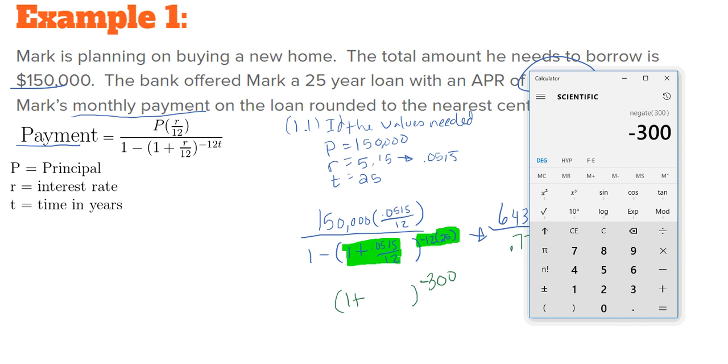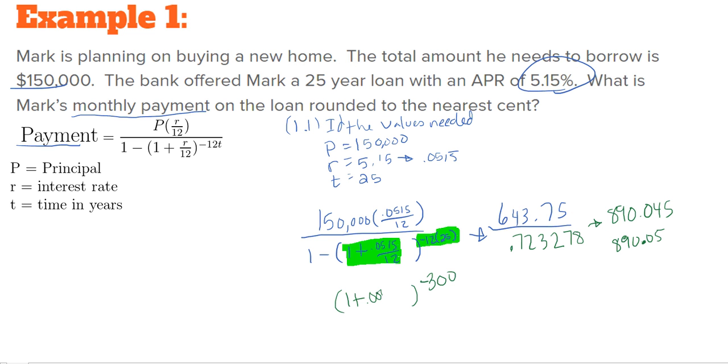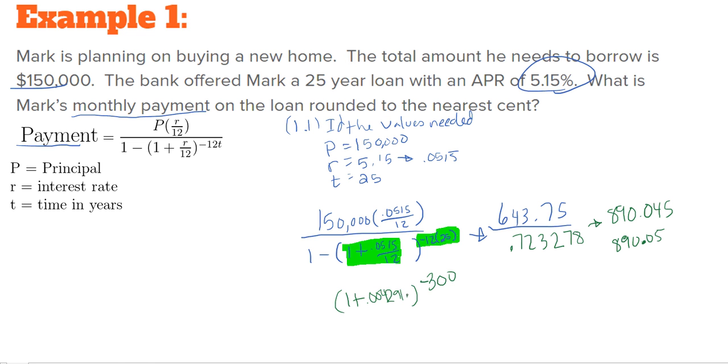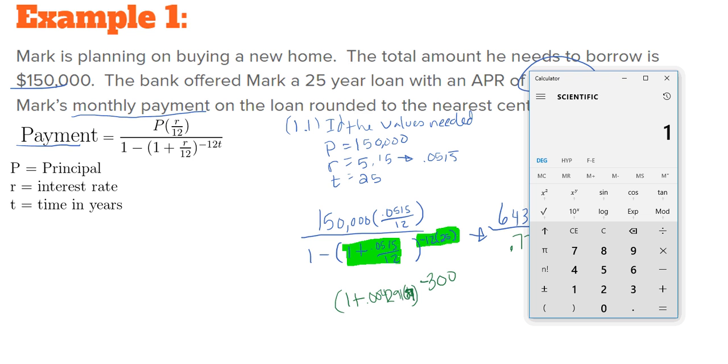Then we're going to do 1 plus 0.0515 divided by 12, which is 0.0042916667. All right, so then we're going to add that. We don't have to do exactly like that. So we're going to take 1 plus 0.0429167, and then we're going to raise that just like we did to the 300, but then make it negative, and we get not what I wanted.